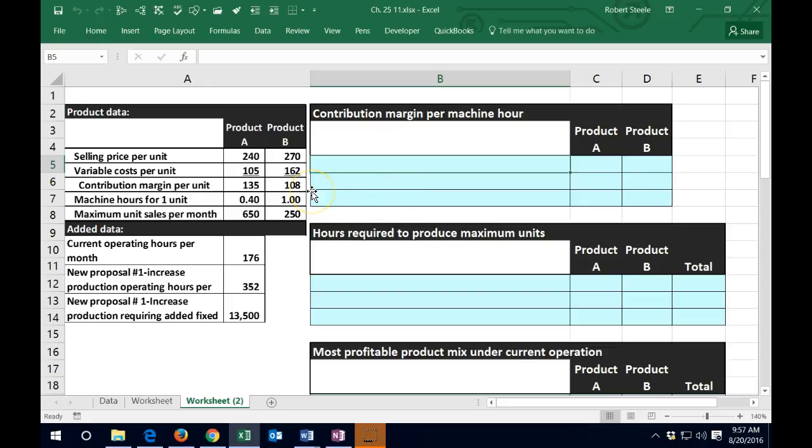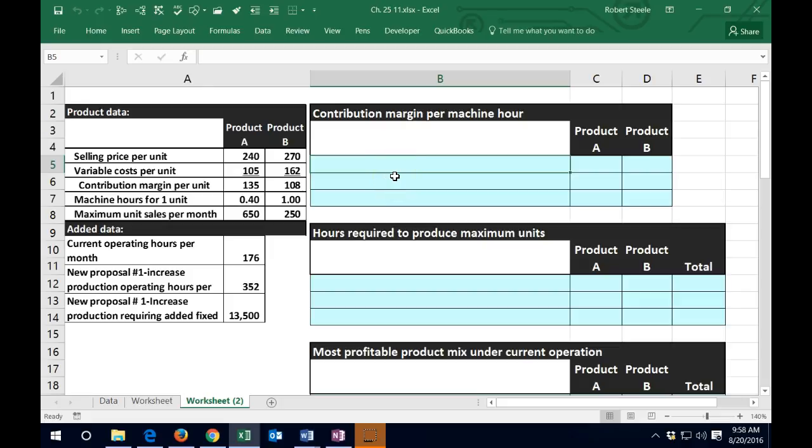Notice that if we were just to figure out which one we should produce, product A or B, well, if we look at the contribution margin, it's clear that A has 135 per unit versus the 108. So as long as we can keep selling those, we would be better off producing product A, given everything else being equal. But everything else isn't equal because product A takes longer to produce in terms of machine hours, and therefore it's often useful to figure out what the contribution margin is per the constraint item, which is usually machine hours or labor hours.